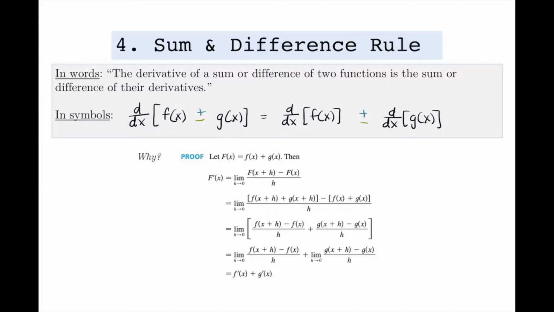Here is the algebraic proof for this rule. If we define this big capital F of x as the sum of two other functions, f of x and g of x, and we form the limit definition of the derivative for the capital F of x function, then we will just substitute in x plus h into each of the functions here. Then minus f of x plus g of x, all divided by h. We can do a little bit of rearranging, put the g of x stuff together, put the f of x stuff together, and what we end up getting is two different limits that look like the derivatives of each of the individual parts. So we can differentiate the individual functions separately.